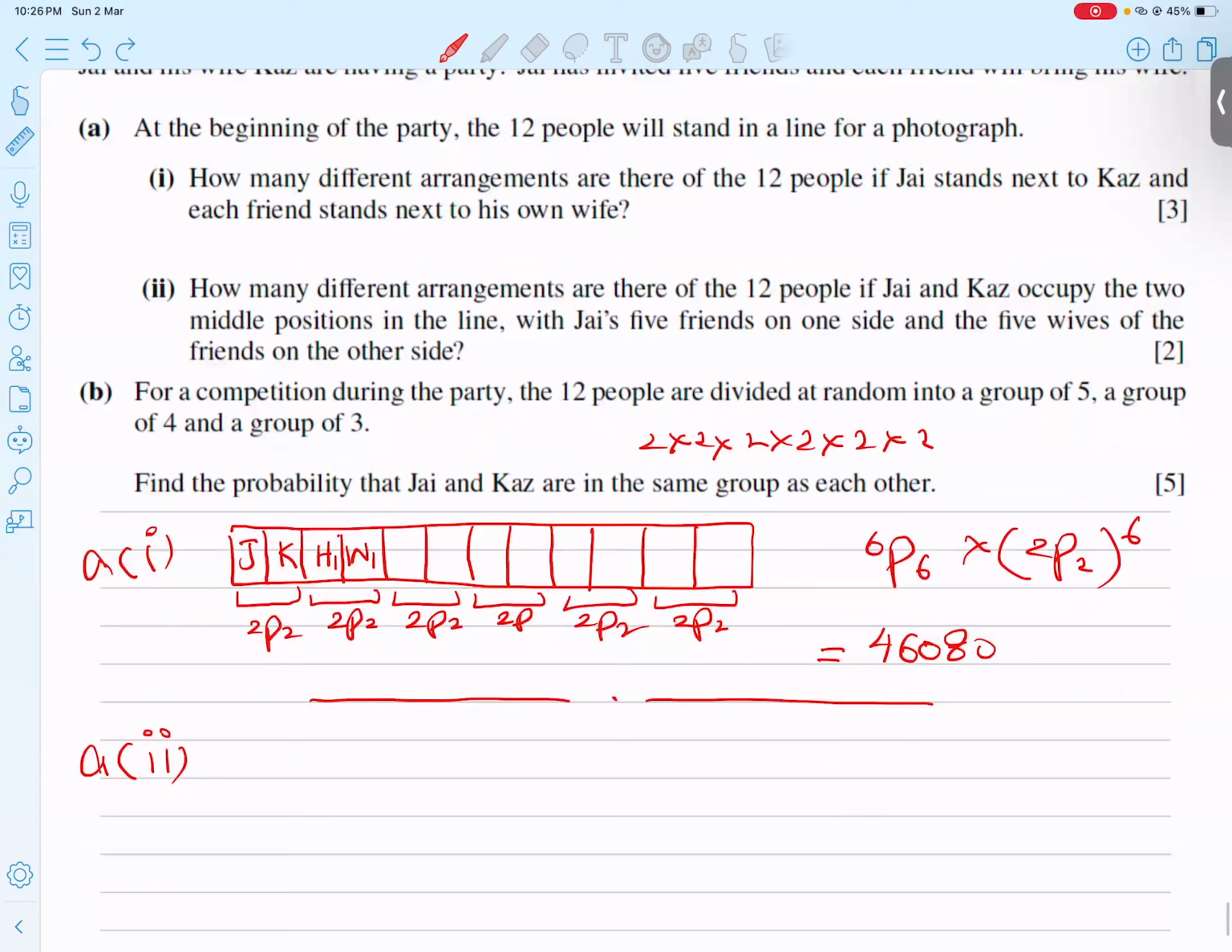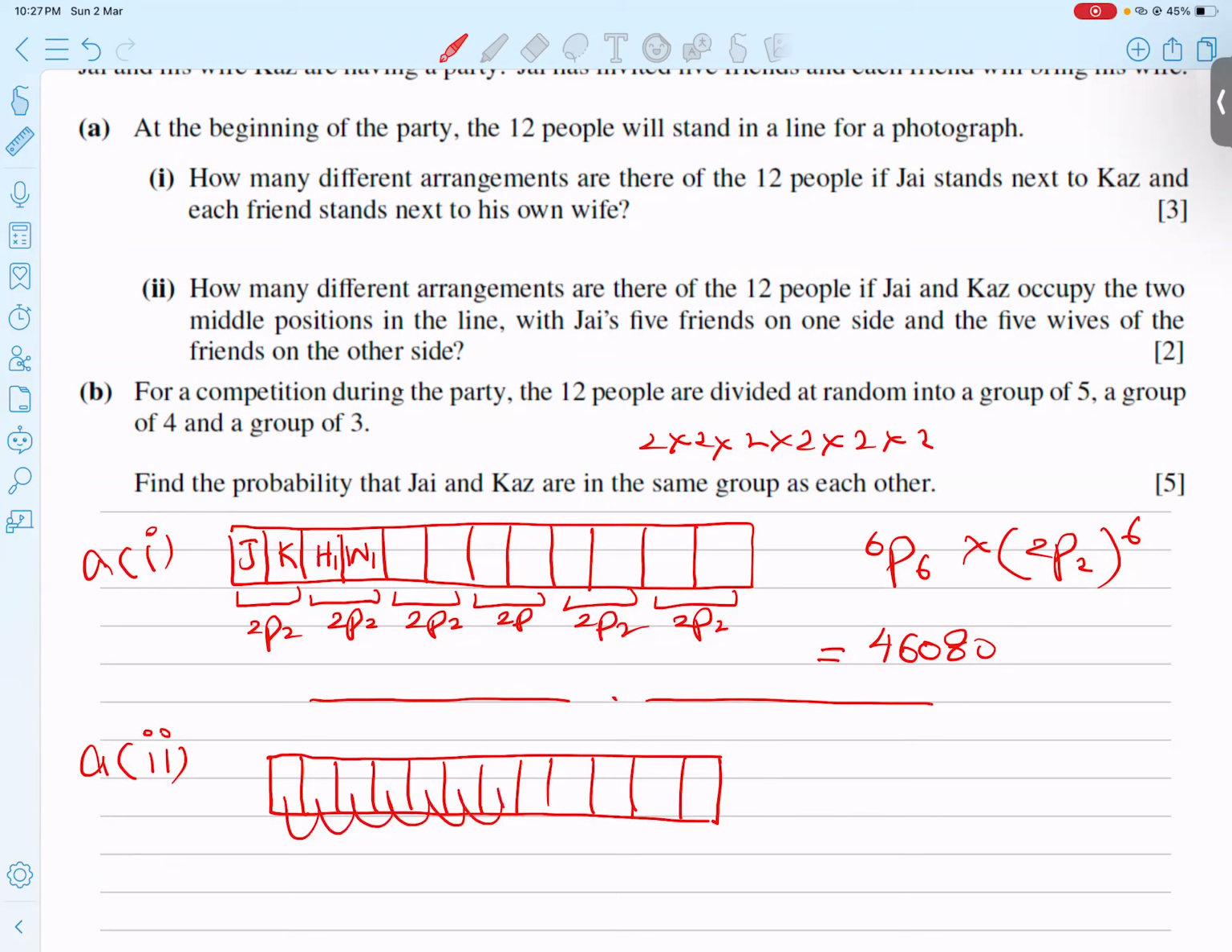So have a look here, students, what I can do. I deal like this: 1, 2, 3, 4, 5, 6, 7, 8, 9, 10, 11, 12. I have to make a plan like this. So first of all, let's say Jay is here, with 1, 2, 3, 4, 5 on one side and 1, 2, 3, 4, 5 on the other.